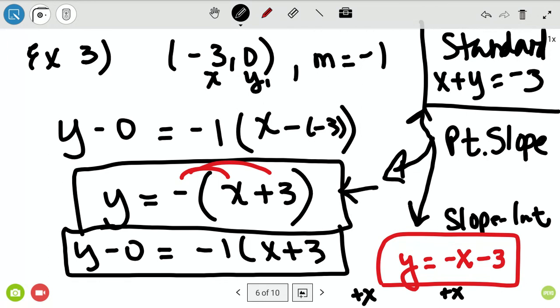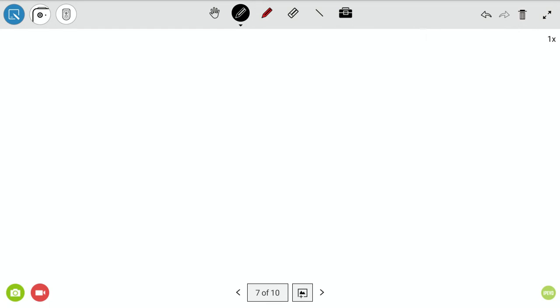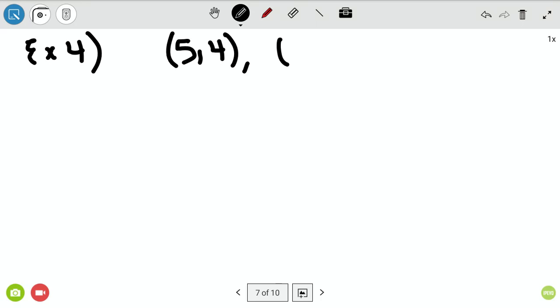Okay? All right. Let's see. We've got just 2 more examples here. So in example number 4, we're given (5, 4) and (-1, -3). And we're asked to write it in point-slope form.